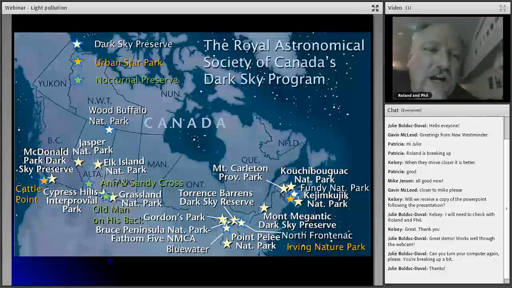So this will be the first cross-border one that we've worked on. The International Dark Sky Association has quite a few dark sky places and parks and reserves across the planet. This is the first one where we're basically working hand in glove with each other to make a first cross-border one.